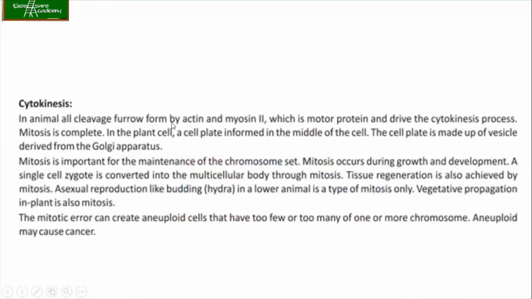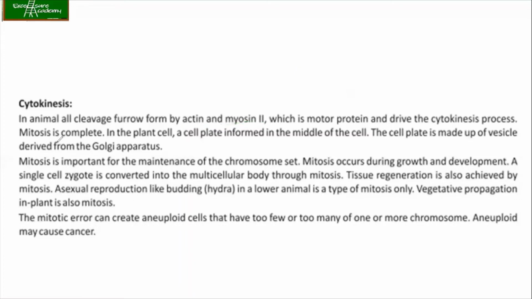Now cytokinesis. So in animal cell, the cleavage furrow forms by the actin and myosin 2, which is a motor protein, and drives the cytokinesis process. So this also we have discussed already, actin and myosin 2, how they are helping in the cytokinesis. Now who can tell me the action of actin plus myosin 1? Where have we seen this? In which case, which type of movement have we seen the action of actin and myosin 1? Yes, very good. Microvilli. Good.